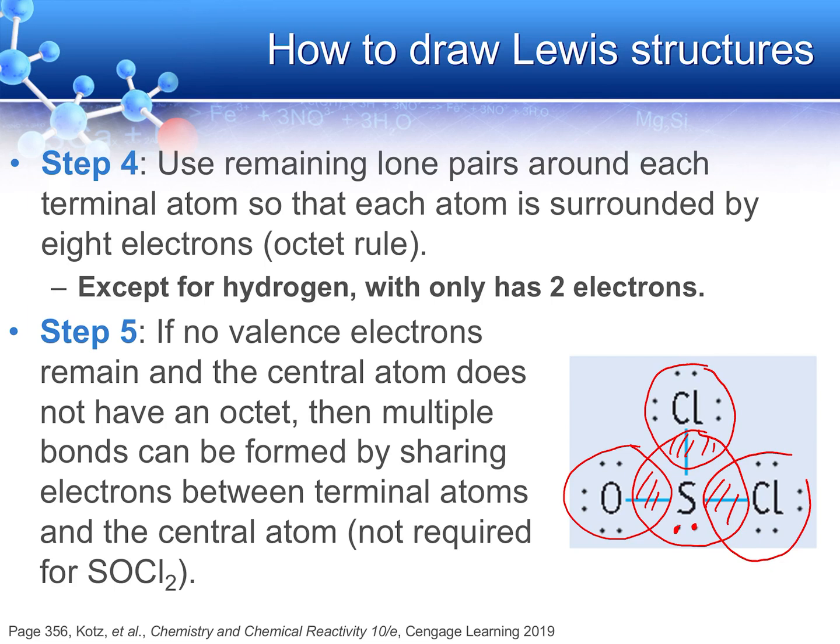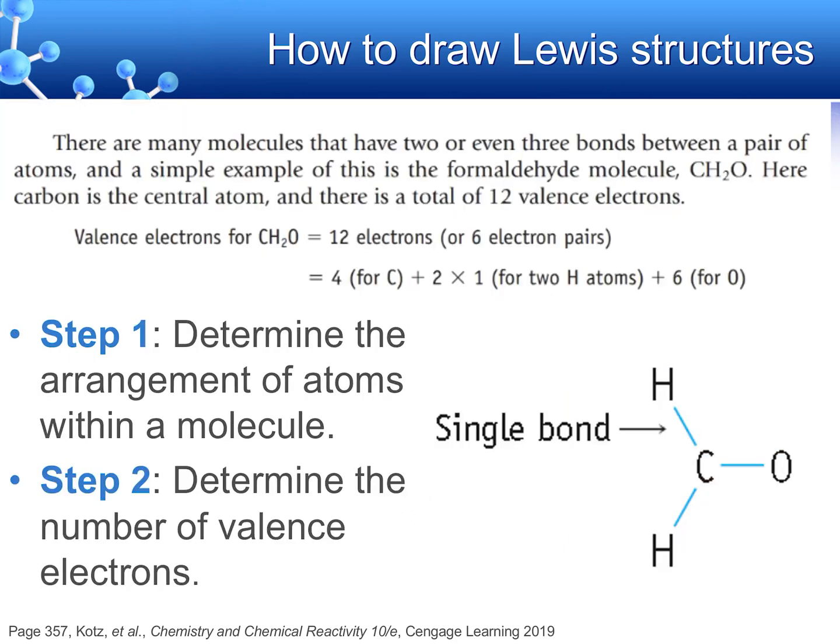So each of the chlorines and the oxygen has one bond to sulfur, and then 3 pairs of non-bonding electrons around it. The sulfur has 3 bonds, or 6 electrons that are shared, and 2 non-bonding electrons. So we don't have to do step 5 either, because here we have obeyed the octet rule around all of our atoms, so we don't need to draw any double bonds for this structure.